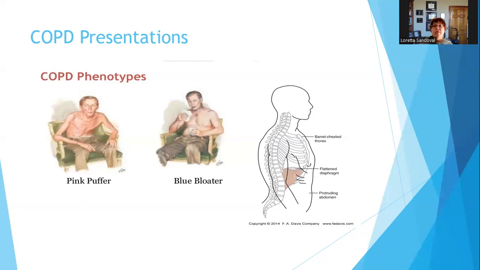So the other thing that you won't be able to see with your eyes, but you can test diaphragmatic capacity, and you can see it in imaging and stuff. People with COPD have a flattened diaphragm and a barrel-chested thorax and a protruding abdomen because they're using more of their abdomen as accessory muscles to breathe, as well as those ones that attach to the ribs.